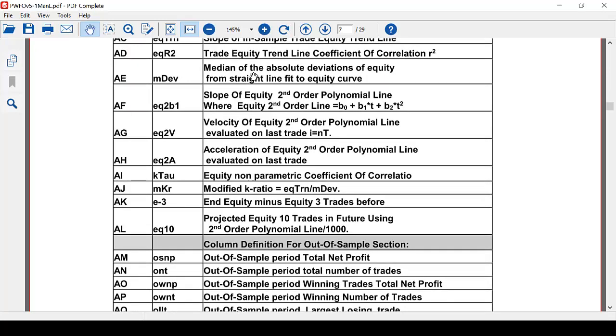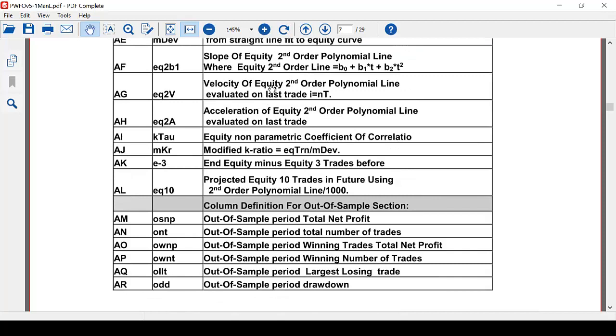M deviation is the median of the absolute deviations of the equity from a straight line curve fit to the equity. Then I fit a second order polynomial to the equity curve. EQB1, EQ2 meaning second order polynomial, B1 coefficient. Equity 2V is the velocity at the end of a second order polynomial fit to the equity curve, and EQ2A is the acceleration. K tau is a non-parametric correlation coefficient.